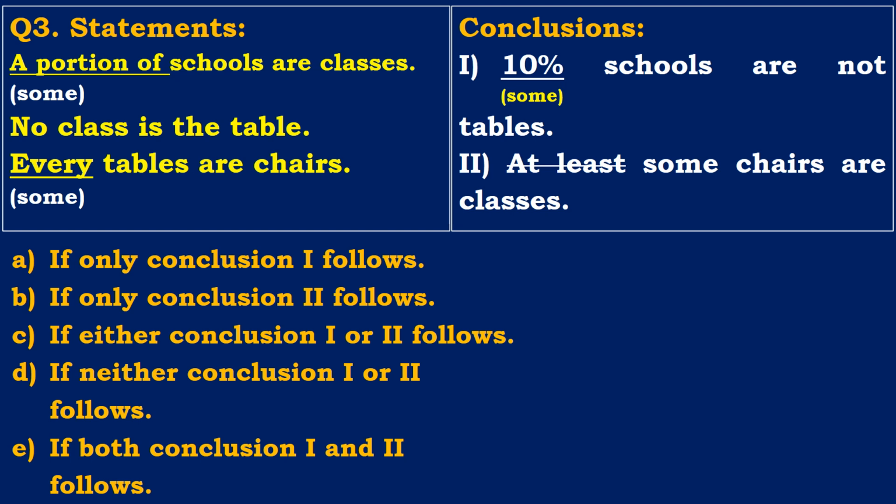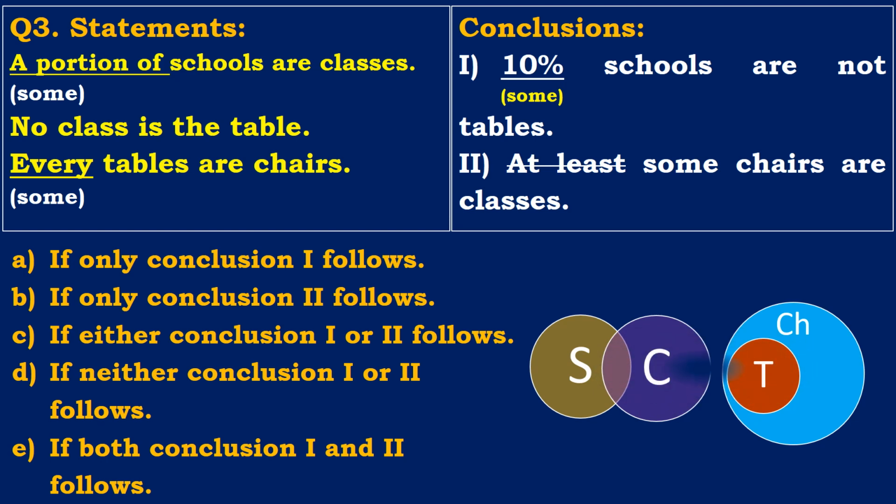Challenge 3. Statements: A portion of schools are classes. No class is table. Every table is chair. Conclusions: 10% schools are not tables. At least some chairs are classes. According to the Venn diagram, schools and tables are unrelated. Hence, conclusion 1 is correct. Chairs and tables are unrelated. Hence, conclusion 2 is wrong. As a result, only conclusion 1 follows the statement. Hence, option A is the correct answer.